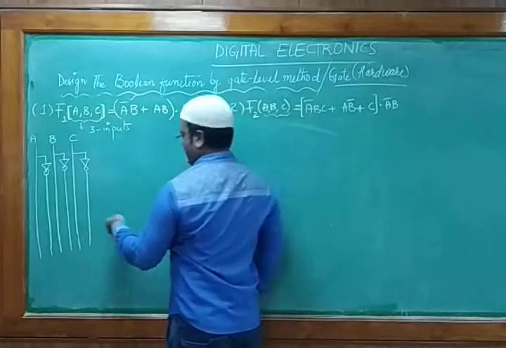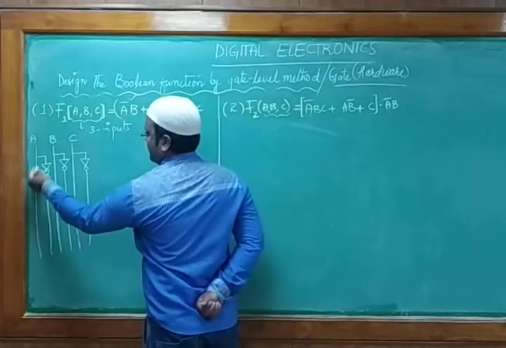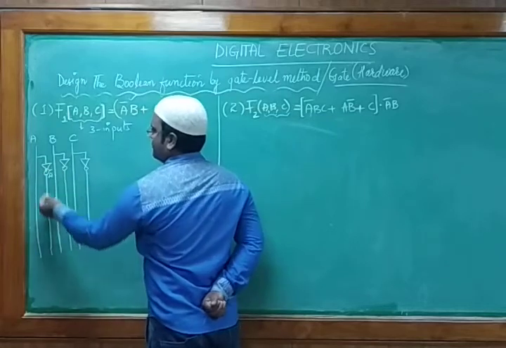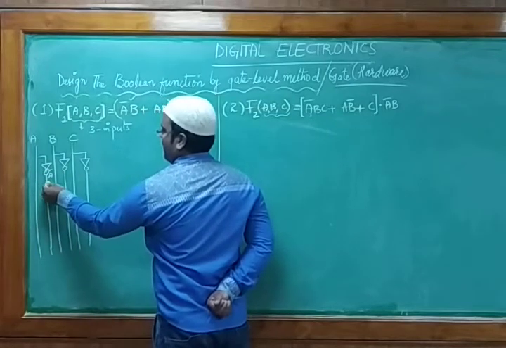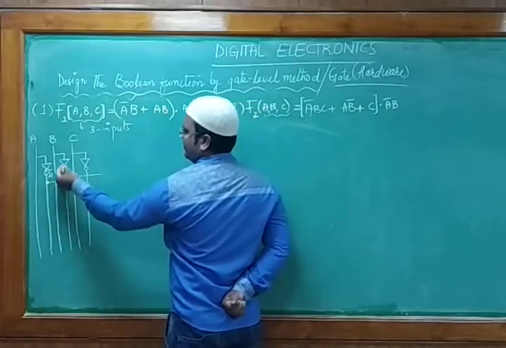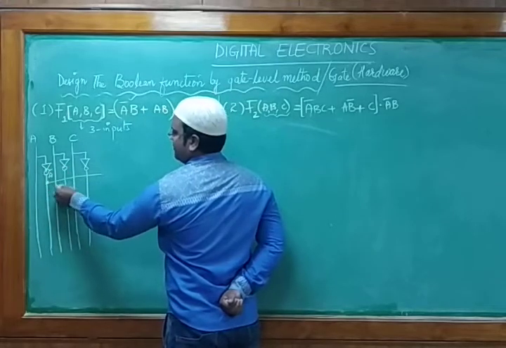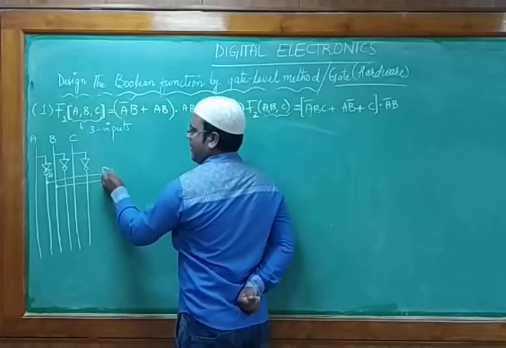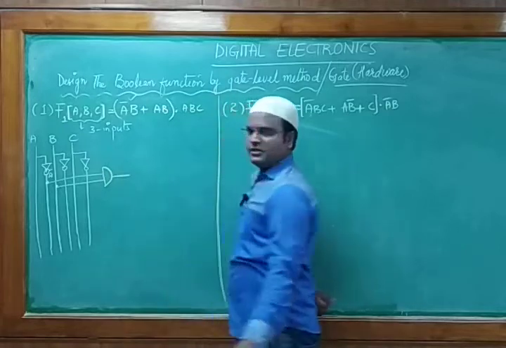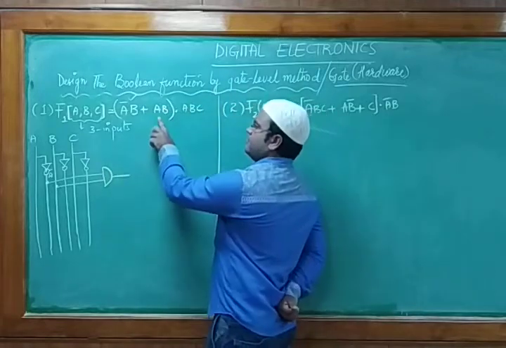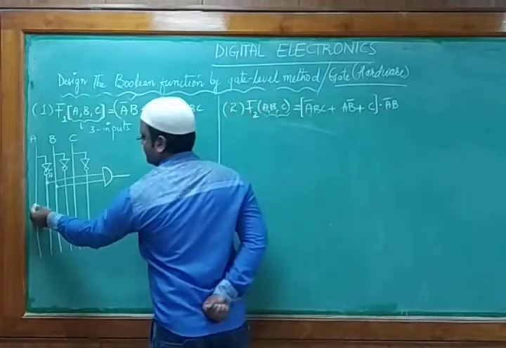So what we'll do, we'll take one connection. This is your A bar, right? So we'll take one A bar input and that should be multiplied with B. So this is our B input. So we try to connect with one AND gate. That is the first expression. Second term over here we need to multiply with AB. So we'll take one A.